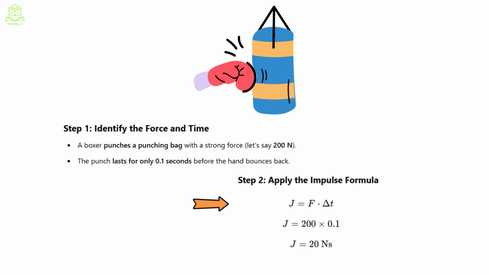But what if the punch lasted longer? That would mean more impulse and a harder hit. That's impulse in action. Now your turn.